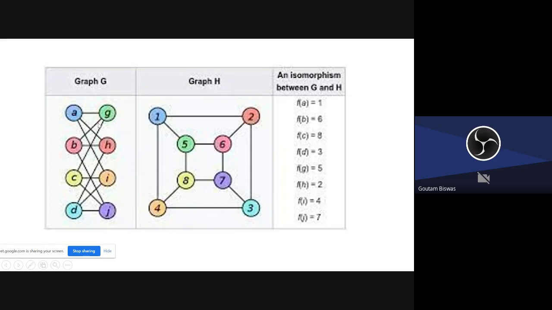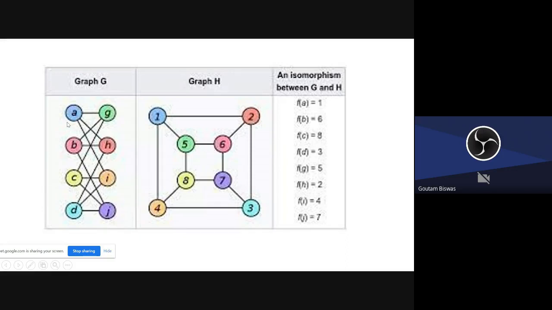Then f of G goes to 5. f of H goes to 2. And f of I goes to 4. And f of J goes to 7. So these two are the pictures. Now see, I call it that they are not congruent geometrically, but they are isomorphic here.